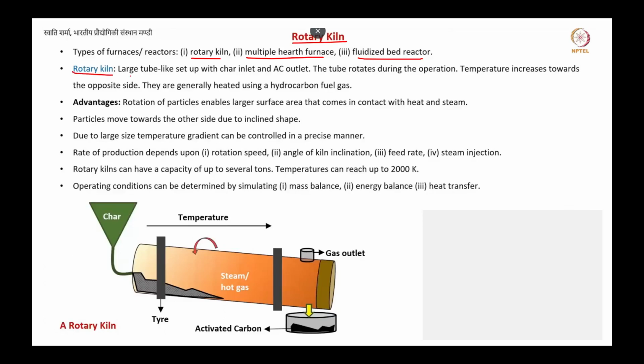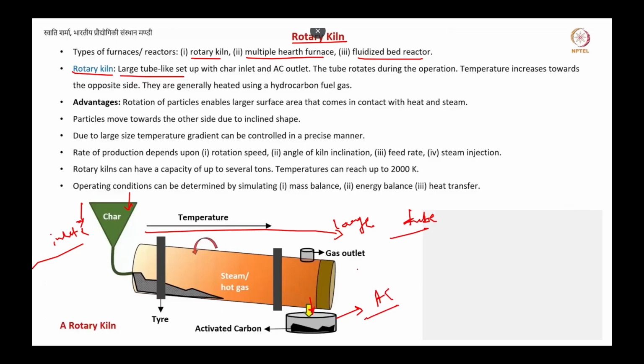So this is how a rotary kiln works. It will be a large tube, a very large tube-like setup with a char inlet. So here it is your inlet. The char will enter from here, and what you will get as a product is activated carbon at the outlet. This is your outlet. The tube rotates during the operation.